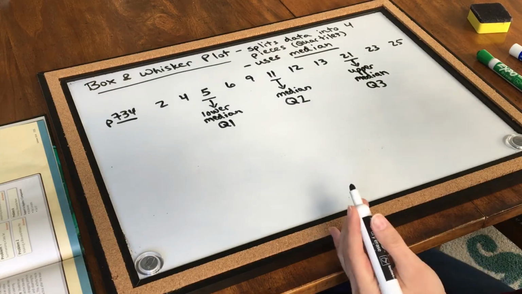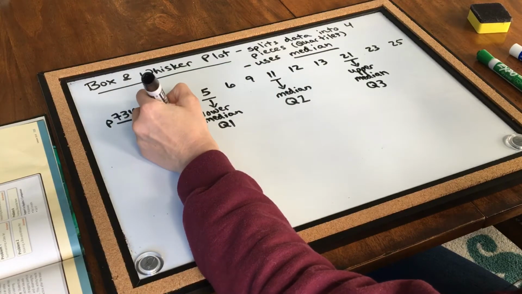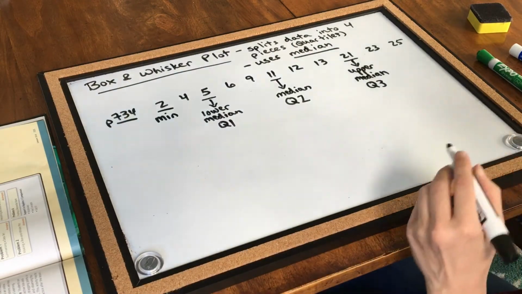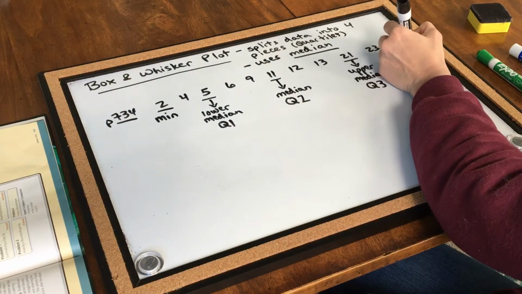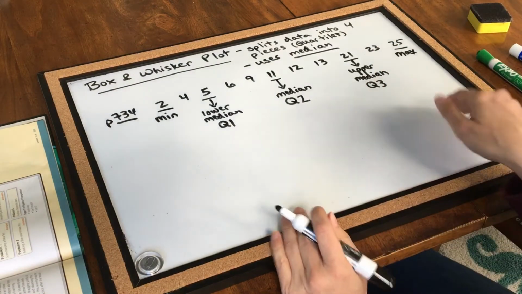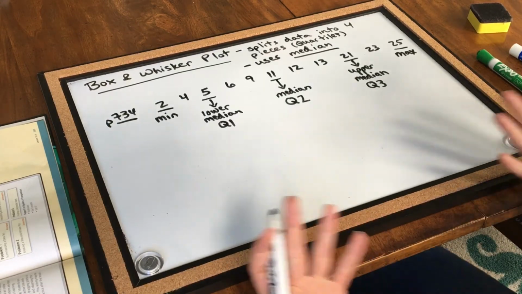Okay, the last 2 points that I need are my maximum and my minimum. So 2 in this case is the minimum of my data. That's going to form the whisker of the plot. 25 is the maximum, and that's going to form the whisker on the other side. Okay, so let's make a box and whisker plot.